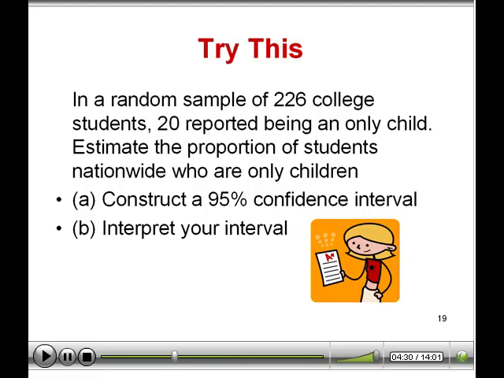For our next example, we'll try to estimate the percent of college students who are only children. To do this, we obtain a random sample of 266 college students and find that 20 are only children. What kind of statement can we make about the percent of college students nationwide that are only children? Let's settle for making a statement we can be 95% confident of.